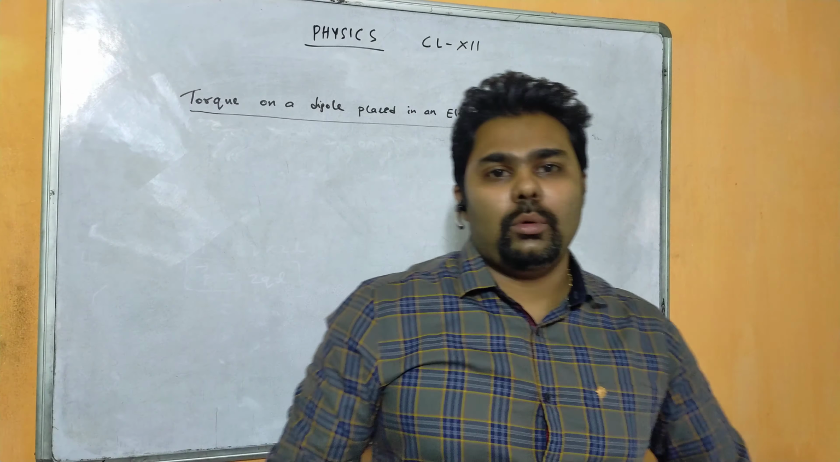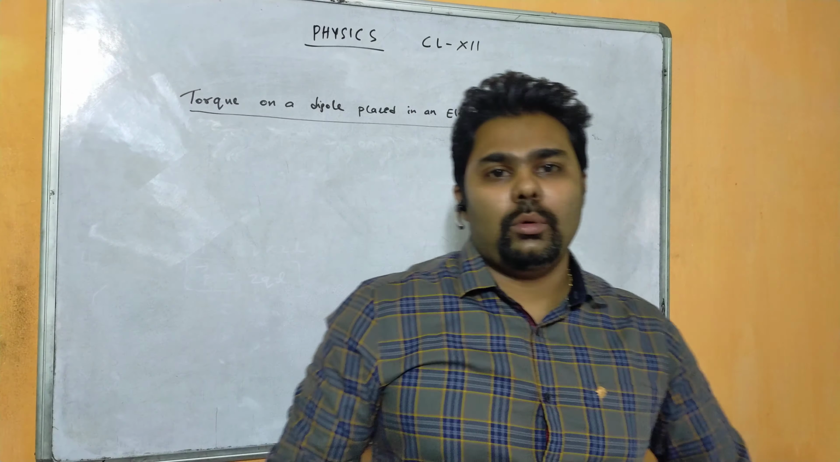You can see one numerical here. An electric dipole consists of two equal and opposite charges, 2 microcoulomb each, separated by a distance of 1 centimeter. That means the two charges are of the same magnitude, 2 microcoulomb, separated by a distance of 1 centimeter. The dipole is placed in an external uniform electric field of intensity 10 to the power 3 Newton per coulomb. Calculate the torque acting on the dipole when the axis of the dipole makes an angle of 30 degrees with the electric field. Also calculate the maximum torque.